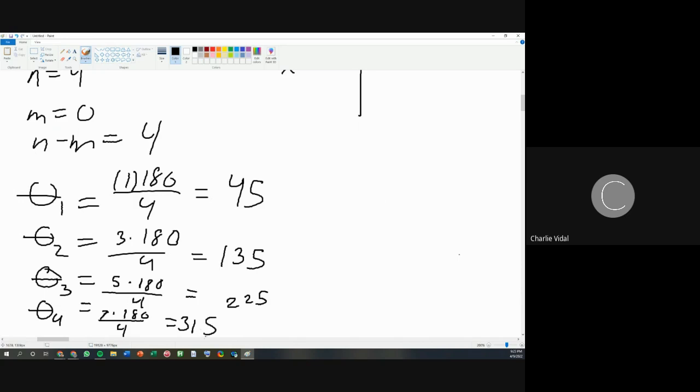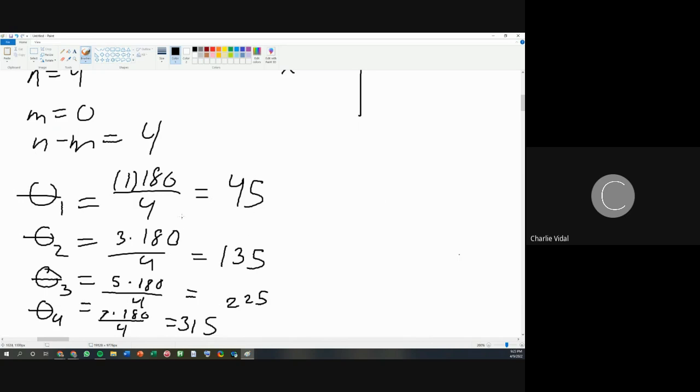So if you want to commit this to memory, you can. If n minus m is equal to 4, you will always have these 4 angles: 45, 135, 225, 315. If n minus m is equal to 1, you'll only have 180. If n minus m is equal to 2, you'll only have 90 and 270. If n minus m is equal to 3, it'll only be 60, 180, and 300. You don't have to commit it to memory, but you can if you just want to memorize these numbers.